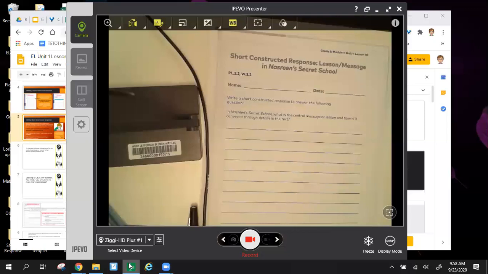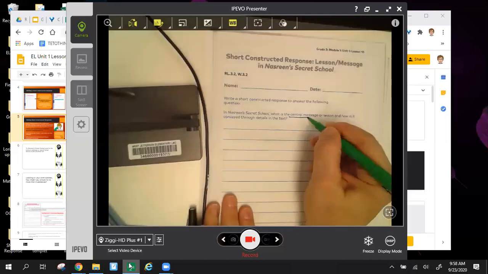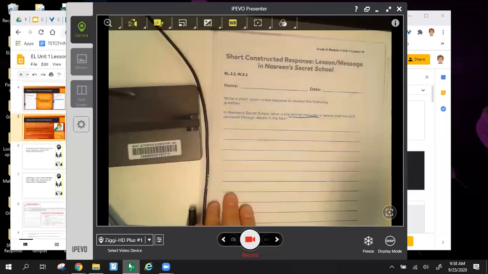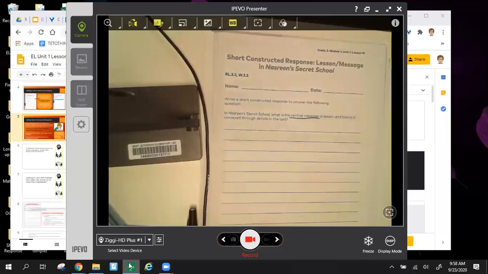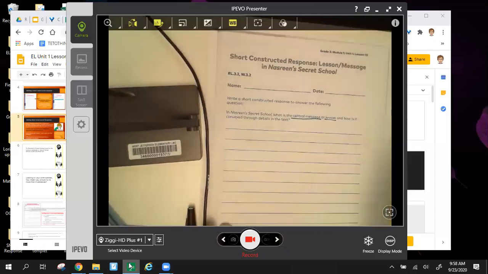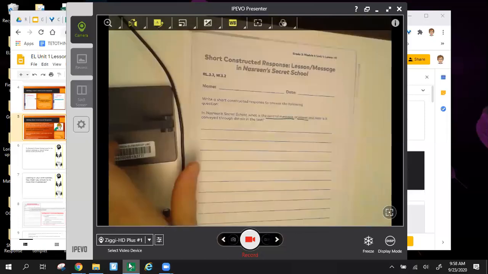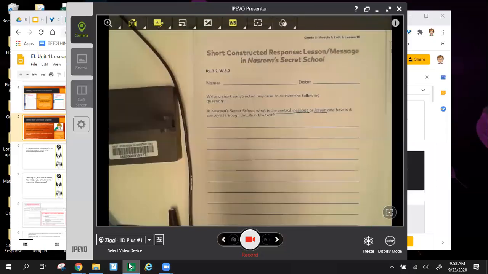What the story teaches you. Very good. So I want everybody to underline central message. This is on page 19 if you're still looking. Central message. You're going to be telling what the central message or lesson is. And that, according to Cooper, means what the author is trying to teach you from the story.